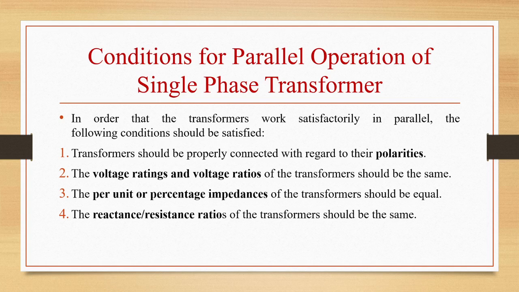So first point is that transformers should be properly connected with regard to their polarities. Second one is voltage ratings and voltage ratios of the transformers should be the same. Third point is per unit or percentage impedances of transformers should be equal. Fourth one is reactance or resistance ratios of transformers should be same. So we will see in detail each point.